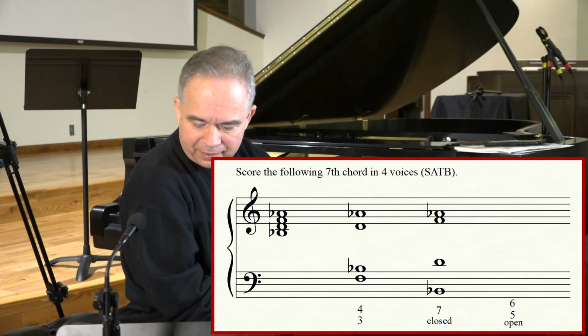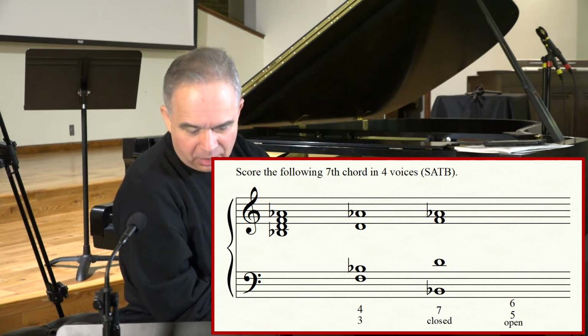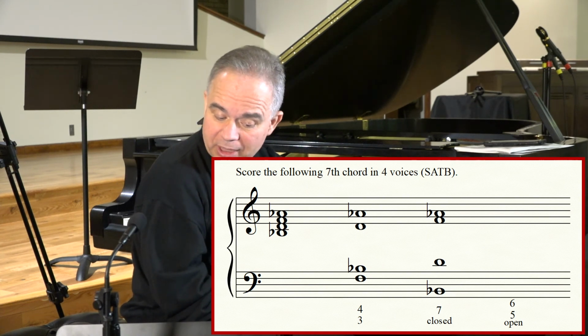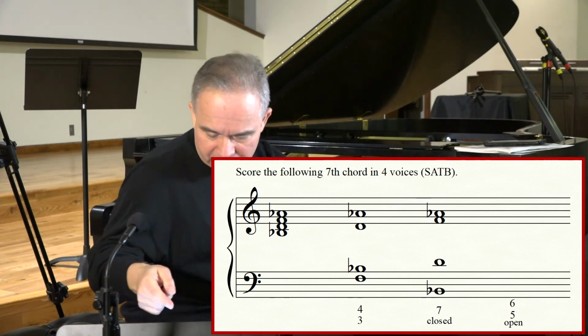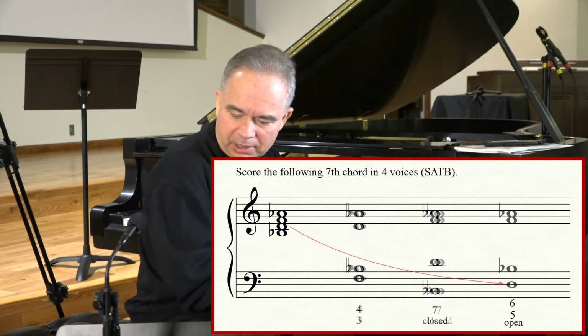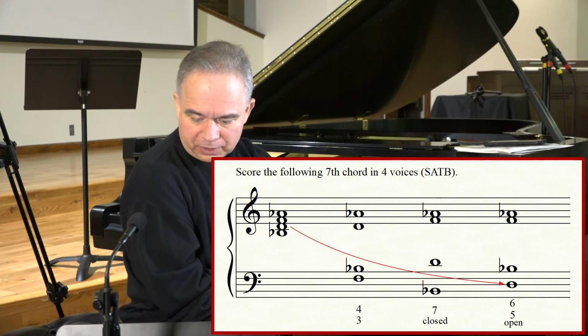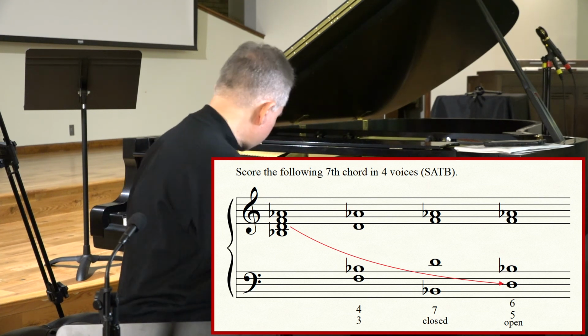A 6-5, an open position. 6-5 means first inversion. What needs to go in the bass? The 3rd. What's the 3rd in our case here? The D. Okay? And it has to be open, as you can see. So here's my solution in here. Of course, the D goes in the bass. That's the 3rd of the chord. And then I space the other notes openly. And it sounds like this.